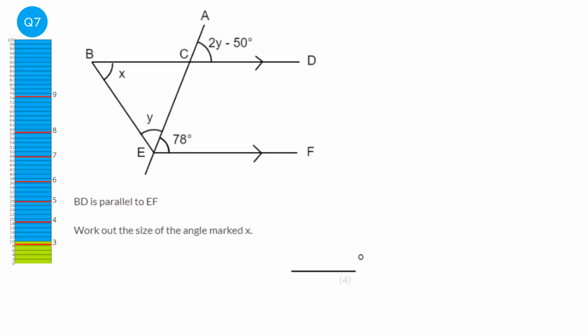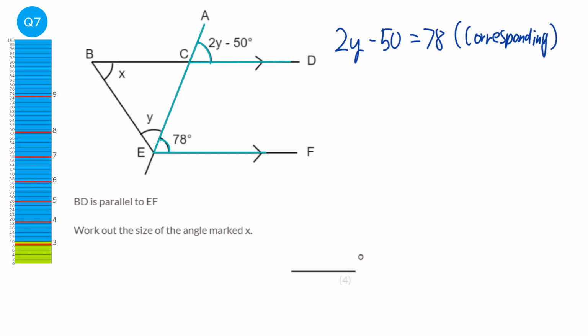To find out what the value of x is, we first of all have to find out what the value of y is. And we can notice that we've got 2 sets of parallel lines here, and a line going through them. And we've got these F angles, which we have to call corresponding angles. So we know that 2y minus 50 is equal to 78, and we must write down the reason. So corresponding angles, and corresponding angles are equal.